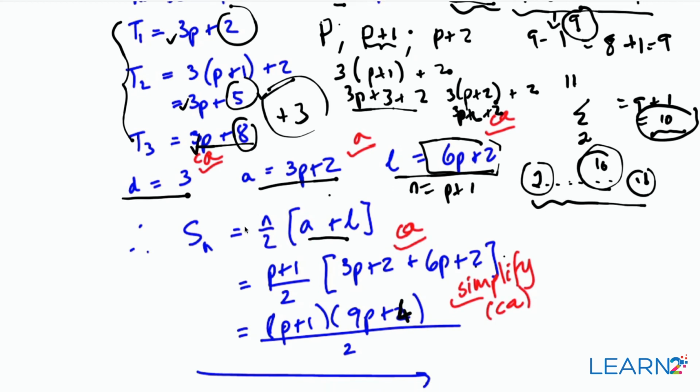Now we can say the sum to n is n over 2 (a plus l). n is the number of terms, and we worked that out in the beginning. The number of terms in the sequence is p plus 1, divided by 2. A, we know the first term is 3p plus 2, plus the last term we know is 6p plus 2. So we get p plus 1 over 2 times 3p plus 6p is 9p, 2 and 2 is 4. So what's the answer? It's p plus 1 multiplied by 9p plus 4, all divided by 2.